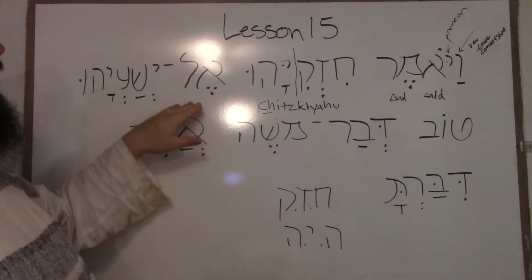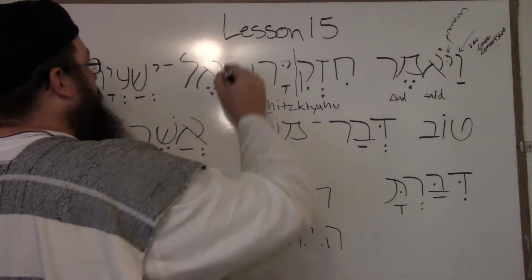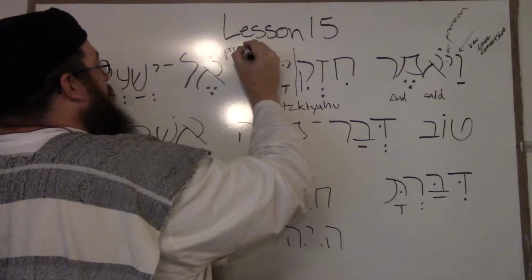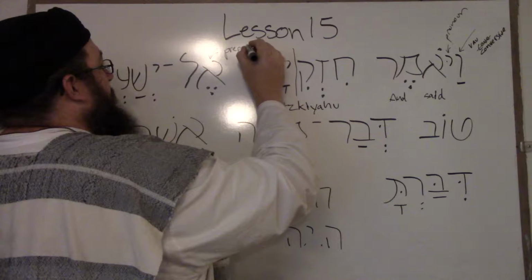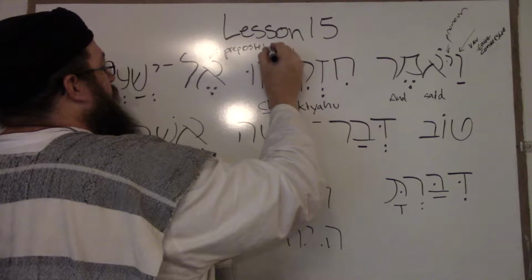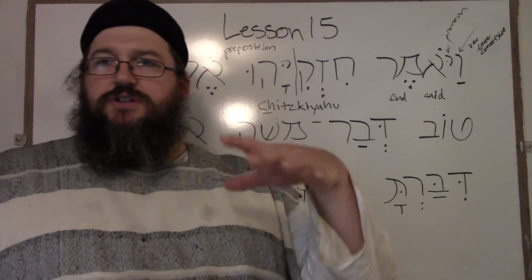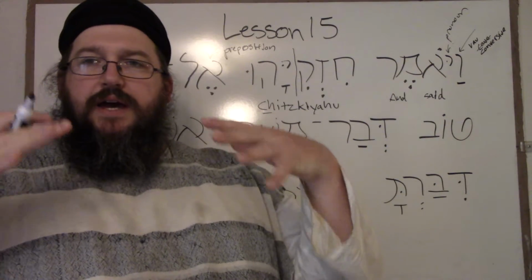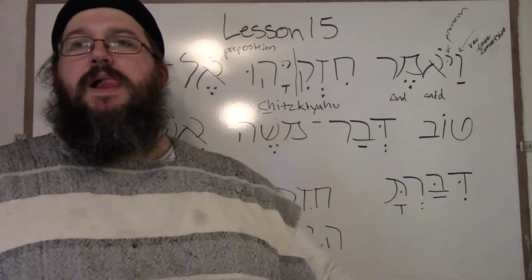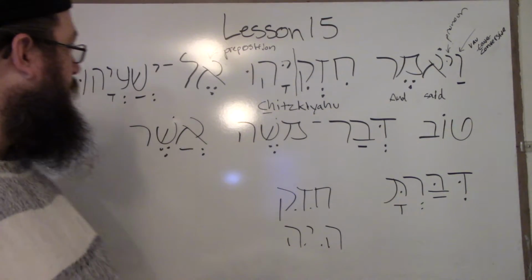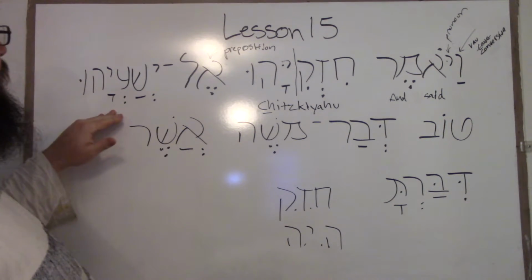Okay, El, here we have the preposition. Prepositions, always remember, mean that we're going to have an object. Whenever we have a preposition, we're always going to have an object. And so here the object is Yeshayahu.